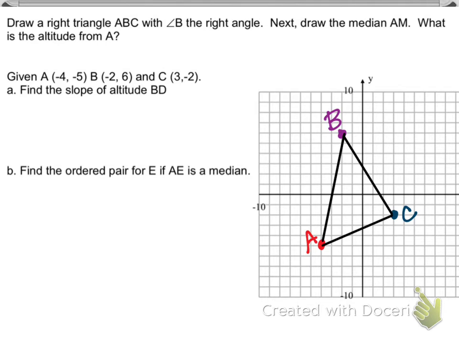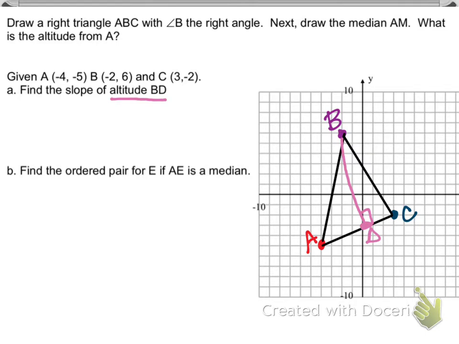Okay, so it first says, find the slope of altitude BD. Well, to even be able to do this, you have to understand what an altitude is. An altitude is that line coming from a vertex to the opposite side, and it's making a 90-degree angle. So I don't know exactly where this is going to go, but I want to sketch something in that looks like it could be kind of perpendicular, just to get an idea of what I'm looking at here.